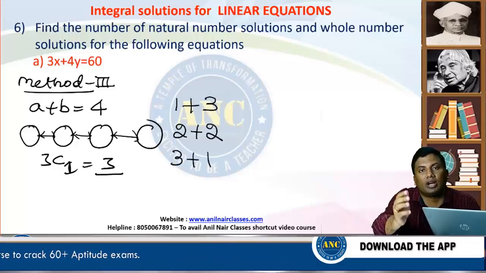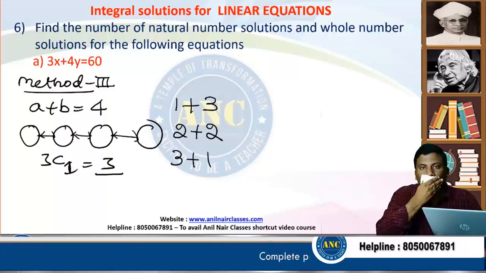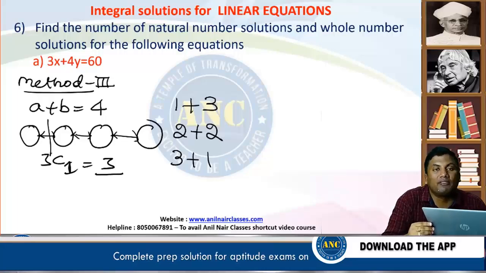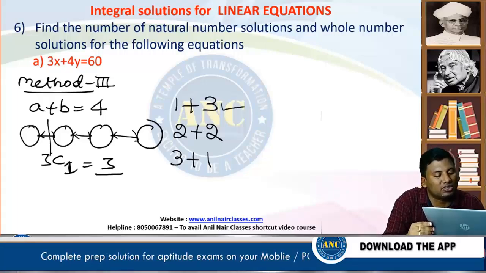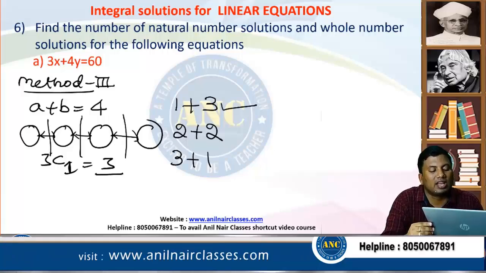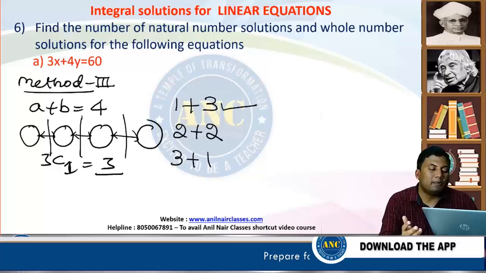a + b = 4. If 4 balls are there in a number line, there are 3 gaps. Select any one gap. If I select this gap, it is 1 + 3. If I select this gap, it is 2 + 2. If I select this gap, it is 3 + 1. So out of 3 gaps, select any one.